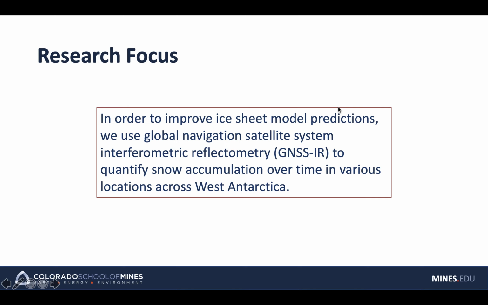The research for this project focuses mainly on targeting and constraining the variability in snow accumulation as mentioned from the previous slide. In order to improve ice sheet model predictions, we use Global Navigation Satellite System Interferometric Reflectometry to quantify snow accumulation over time in various locations across West Antarctica.